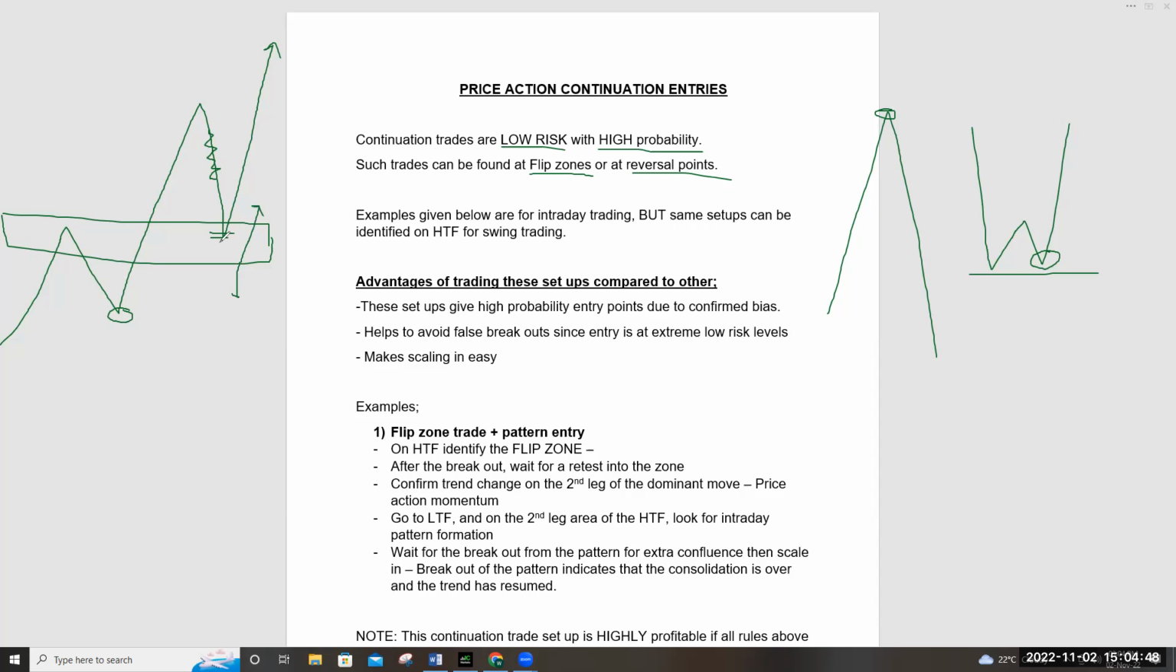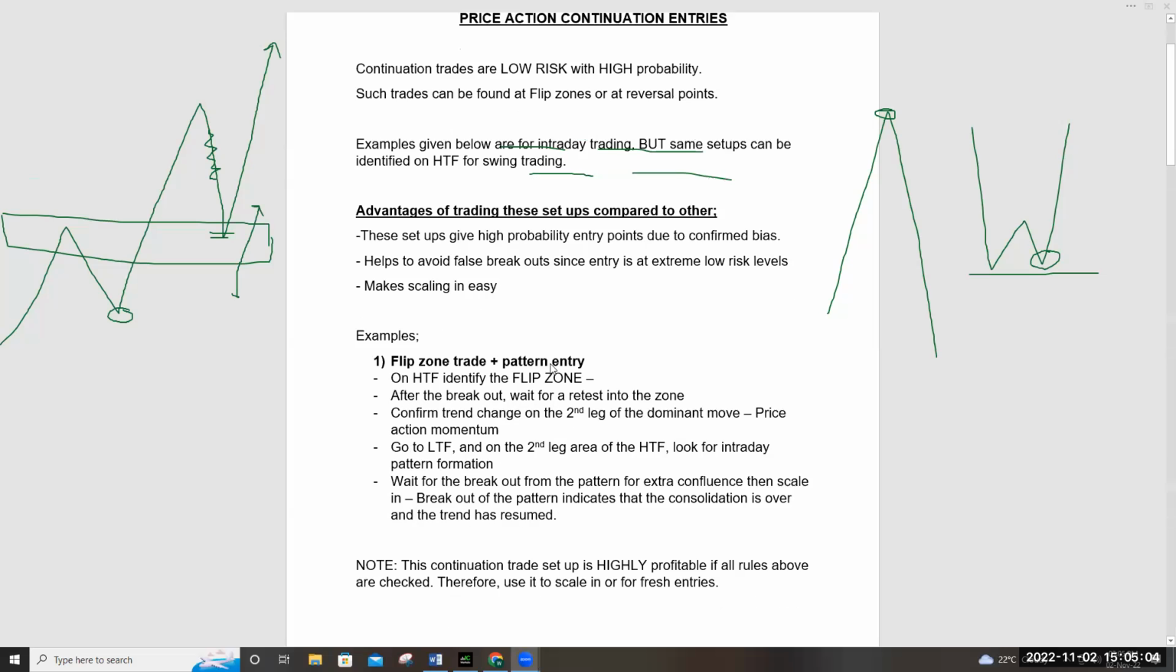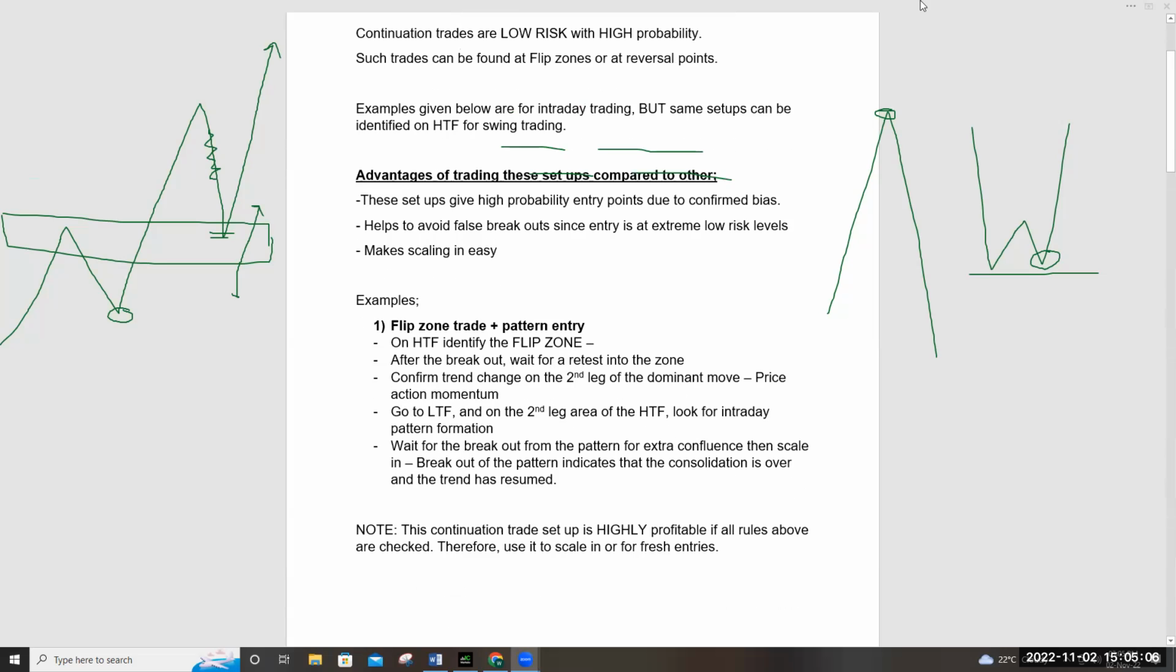So if you had a trade here, then your stop loss would be hit. But if you wait for the breakout of this zone, then that would be a good entry away from the flip zone. Now, examples. What examples of trade setups do we have as far as continuation trade setups are concerned?